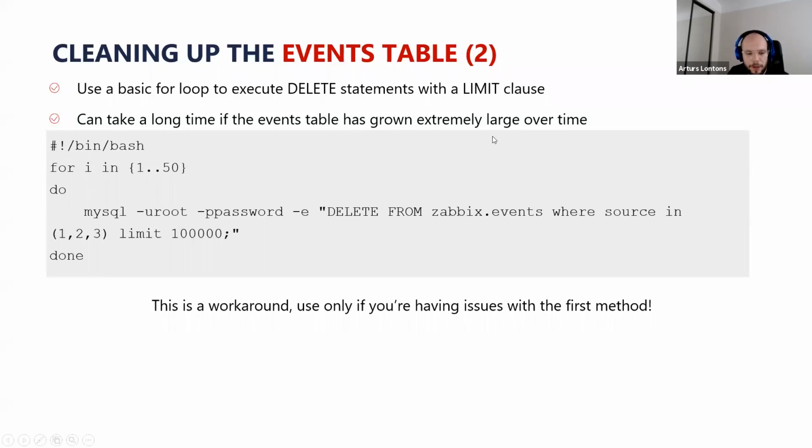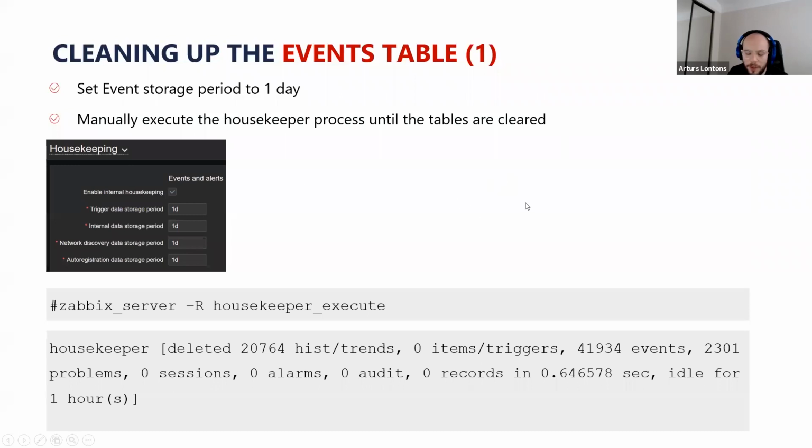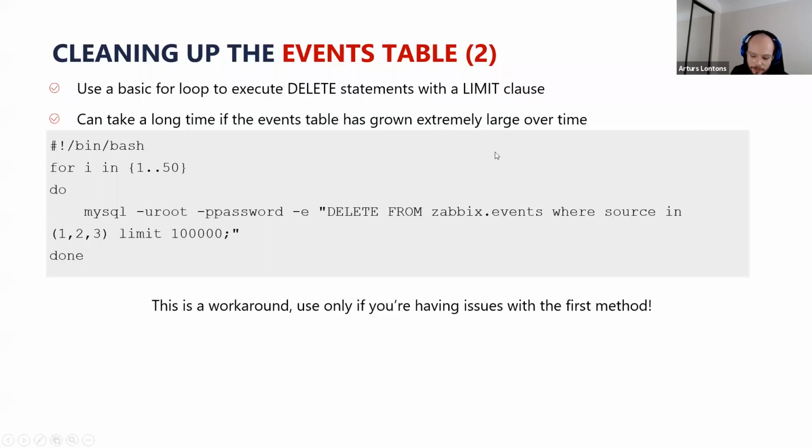So this is a workaround. I recommend going with the first method, the housekeeper. But if you are an experienced Zabbix user, if you know what you're doing, then this could be handy. This is handy when you're upgrading from version 3.0, because between 3.0 and 5.0, the events tables do get changed. So upgrading the events is going to take a while. So yeah, if you know what you're doing, go with this.